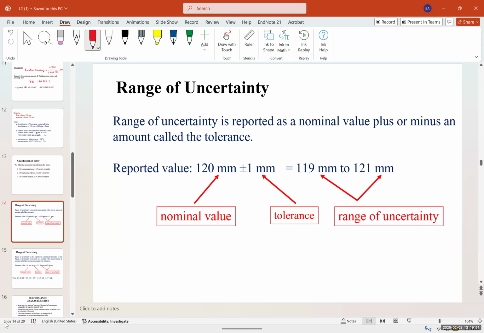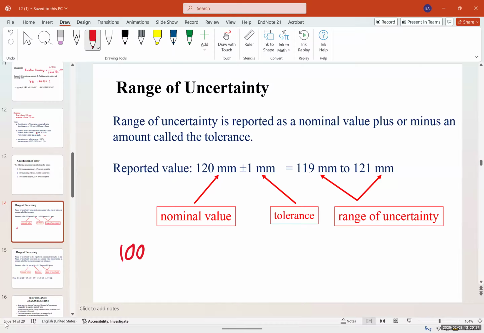Now, another term that we have is called the range of uncertainty. It's reported as a nominal value plus or minus an amount called the tolerance. So if the reported value is 120 millimeters, the tolerance could be plus or minus 1 millimeter. So it's between 119 and 121. And you already had this in Electronics 1. When I was teaching that class, I usually taught that as well.